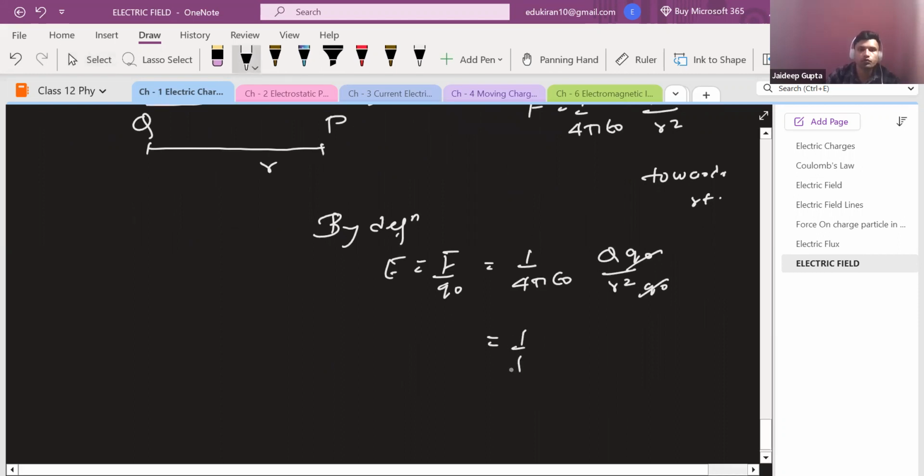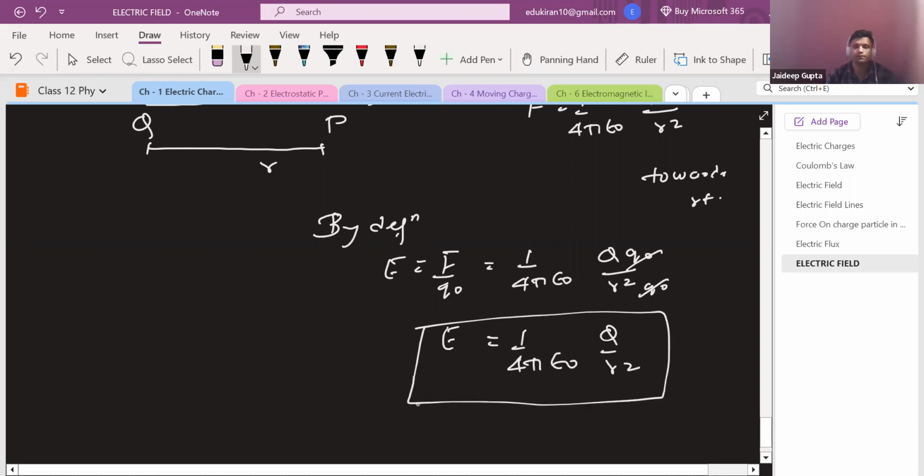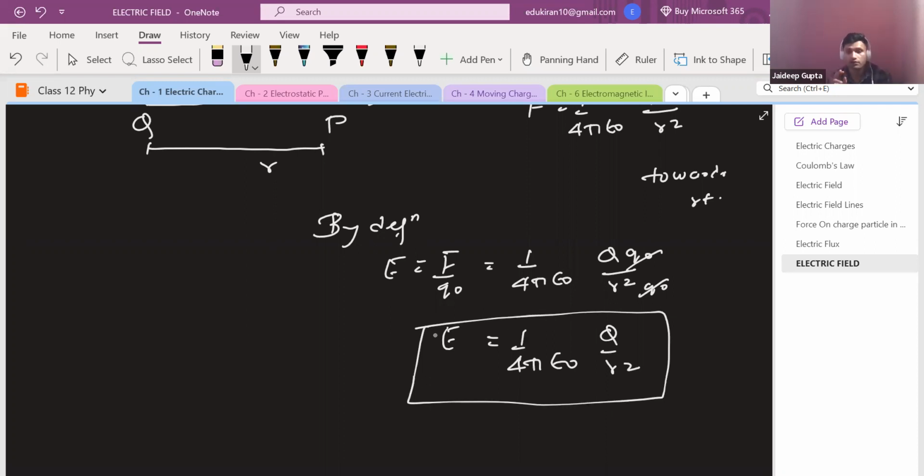E equals 1 over 4 epsilon, q over r square. Now this is the required result. Okay, Iram? Did you get it? The derivation is very simple. This relation you have to remember.